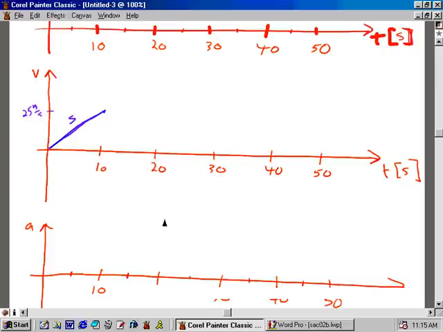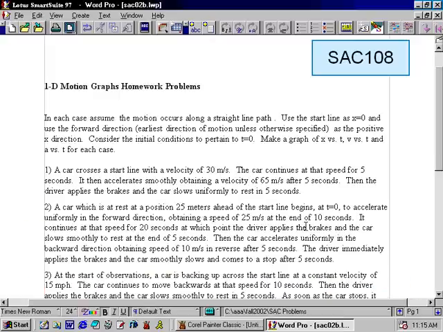Continues at that speed for 20 seconds. Let's go straight across at 25 all the way to 30. Nice straight horizontal line. So this line is not only straight, but it's horizontal. Label it S, comma H for straight, comma horizontal.